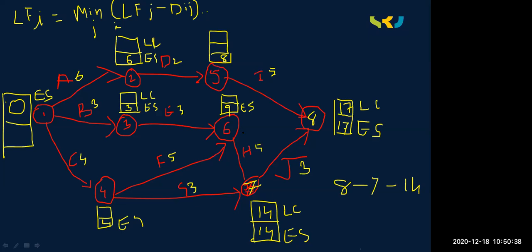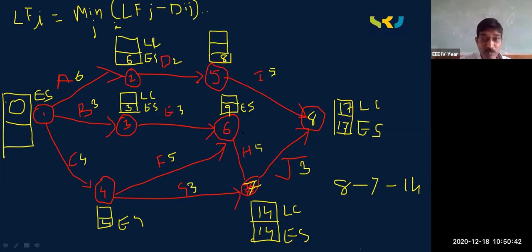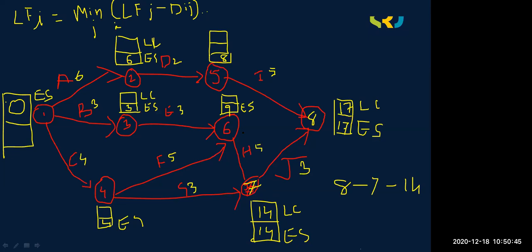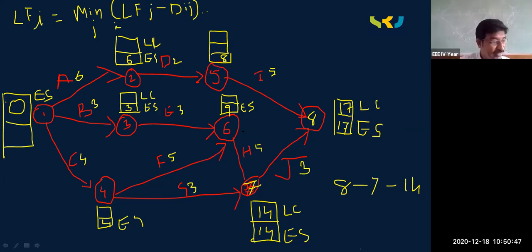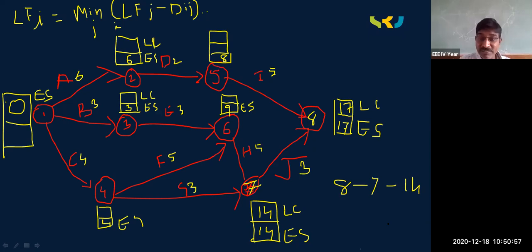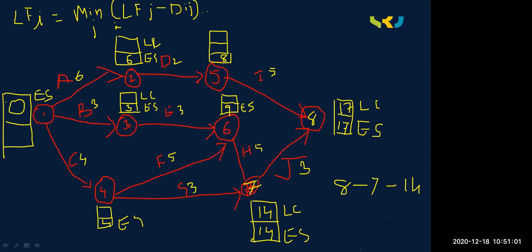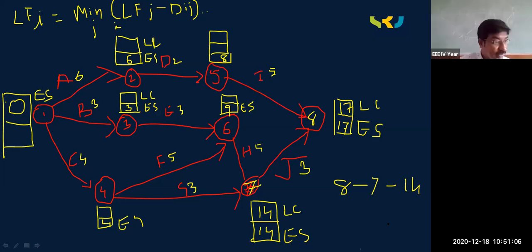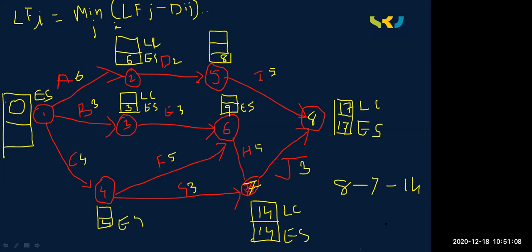6. You see friends, at 6 there are two options. What are those? 9 and 5. 9 plus 5, how much? 14. Friends, 9 plus 5, 14. Next. 4 plus 3, 7. 4 plus 5. What is the value we are getting? 14 minus 7, 7.